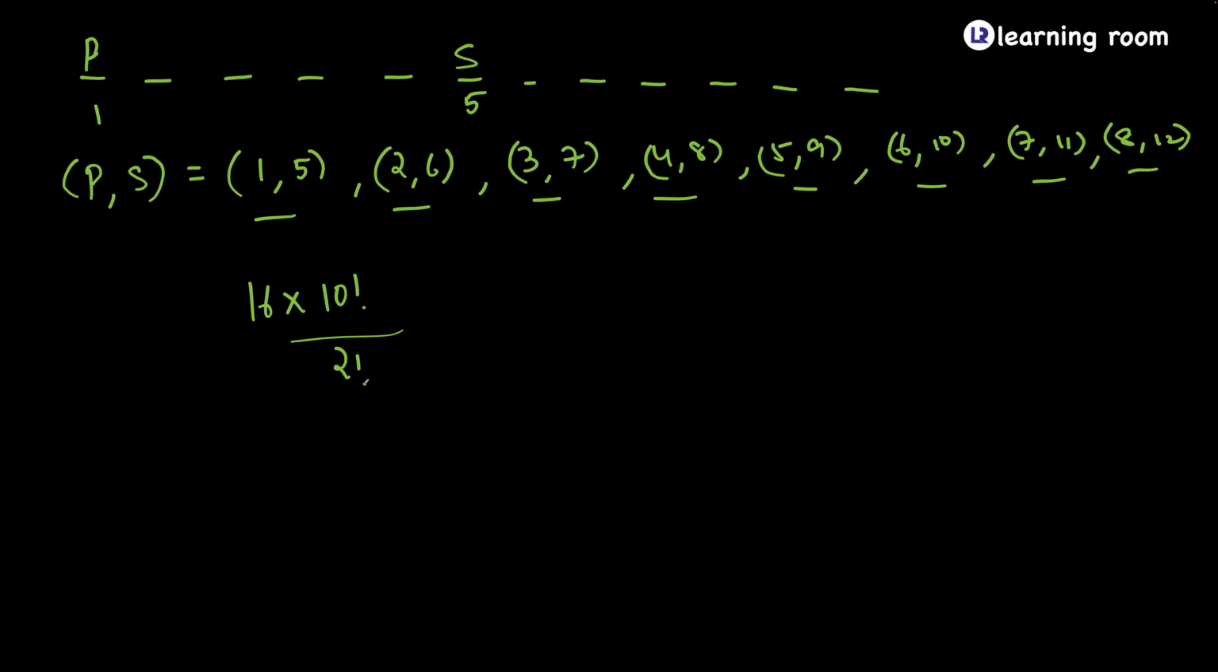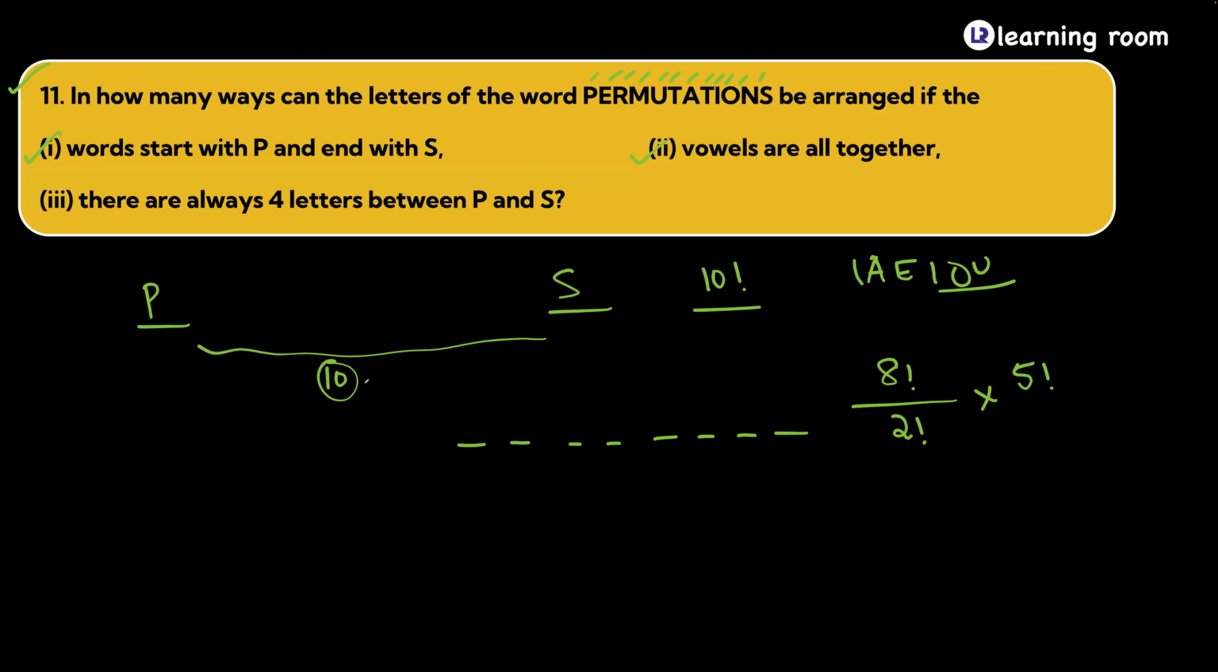I think there is a mistake here. A mistake is there. That's why I was thinking. Guys, a small correction. Let's come from the beginning. See. For the third subdivision, there are always four letters between P and S.